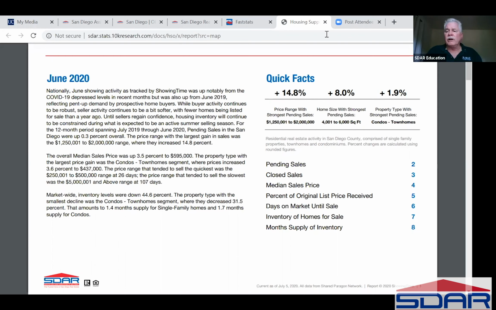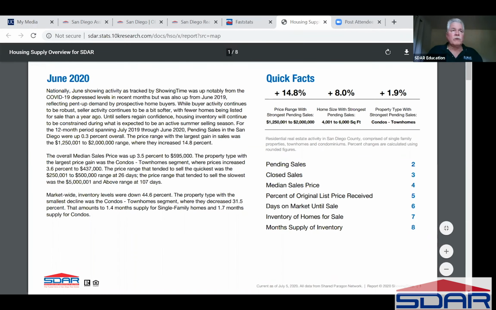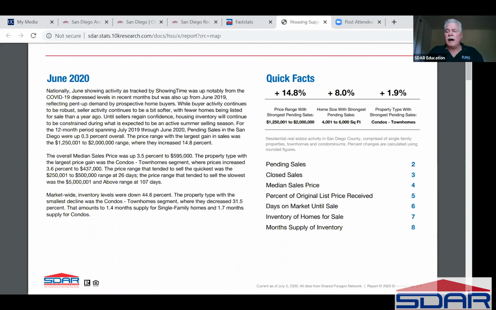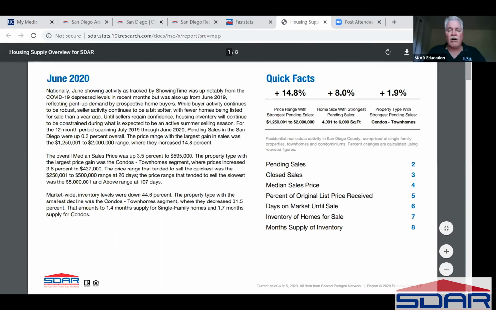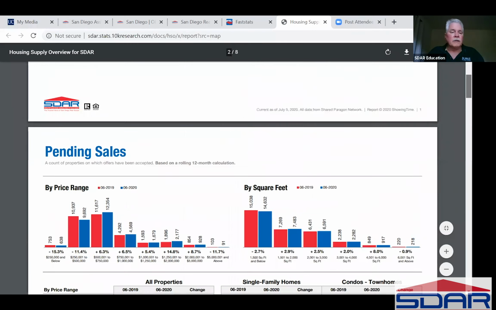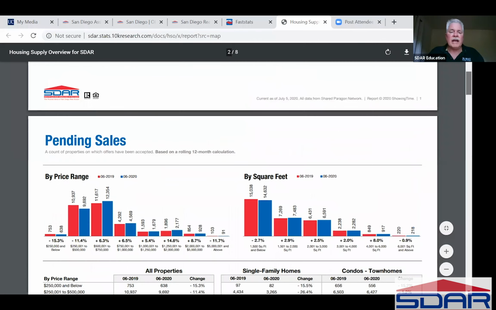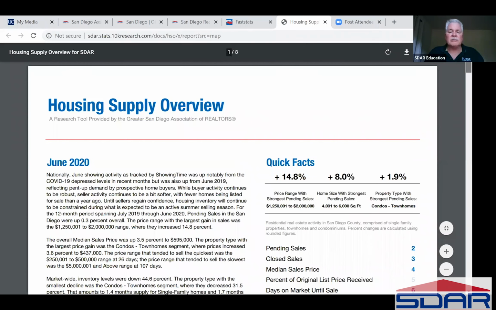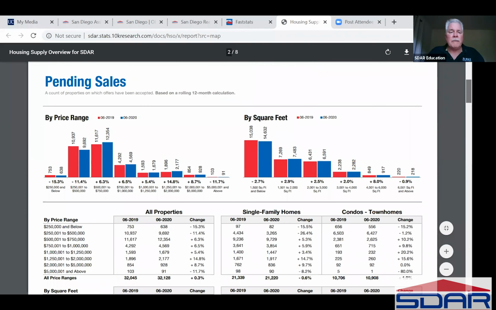But like I said earlier, we were really taken by surprise in August of '05 when all of a sudden everything came to a grinding halt. The high end stopped selling, consumer confidence went down, and then the next thing you know, we've got a problem. Okay, so here are my pending sales, and again, you keep it in perspective, this is my housing supply overview. So here are my pending sales.